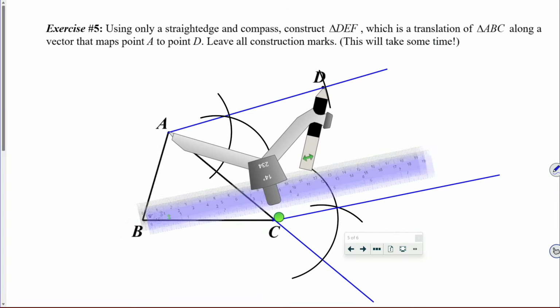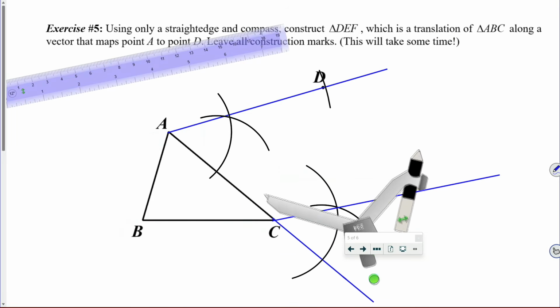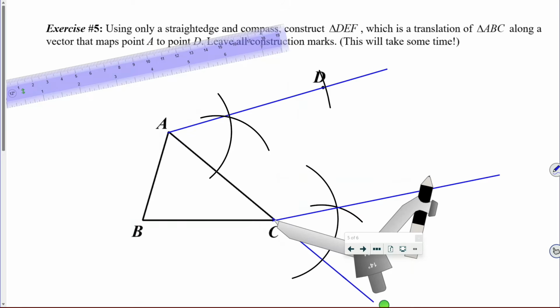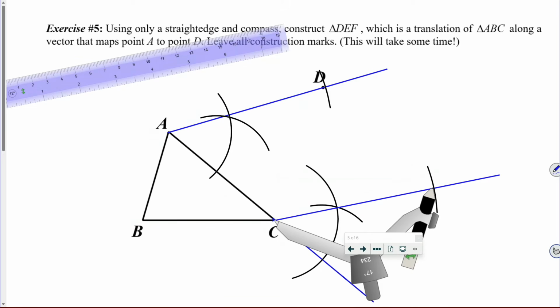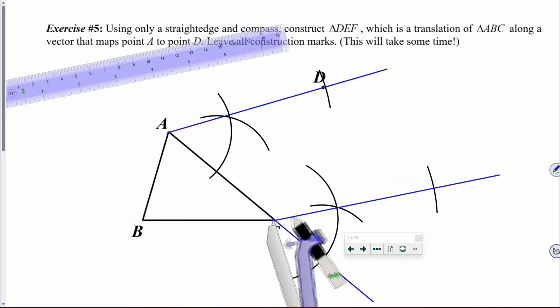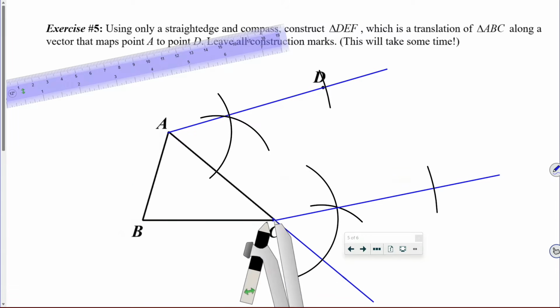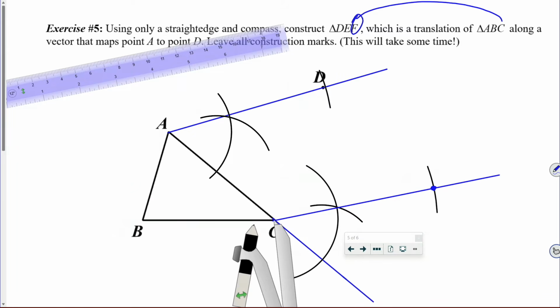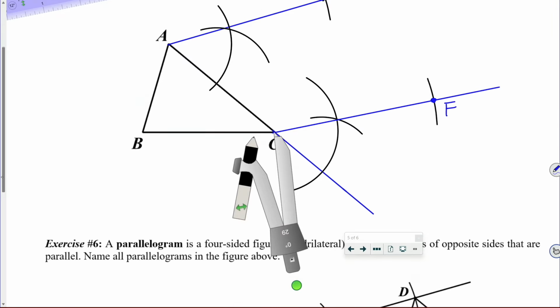Overshot it a little bit. That's okay. Bring it down here. Mark the same, and I now know where C gets translated to. I just can't move my compass. Oh well, we'll get it in just a second. All right, so that's where C gets translated to. By the way, where should C be mapped to? It should be mapped to point F. So that's point F. Okay, great.